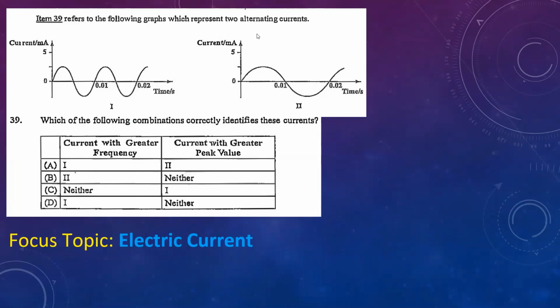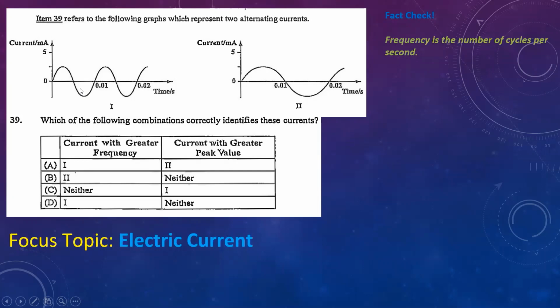And so both have current against time. And what we see is that the time is in seconds in both, and the current is in milliamperes in both. So what we have to do is look at how the graph goes up and down. All right, current with the greater frequency. The frequency is the number of cycles per second.